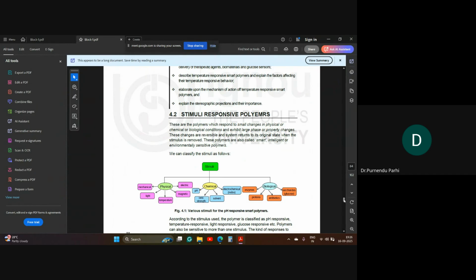So stimuli can be physical, chemical, or biological. Physical stimuli are mechanical stimuli, light, temperature, magnetic and electric. Chemical stimuli are pH, ionic strength, solvent, electrochemical or redox reactions. Then biological stimuli are enzymes, proteins, antibiotics, and saccharides. They are responsible for this biological stimuli.